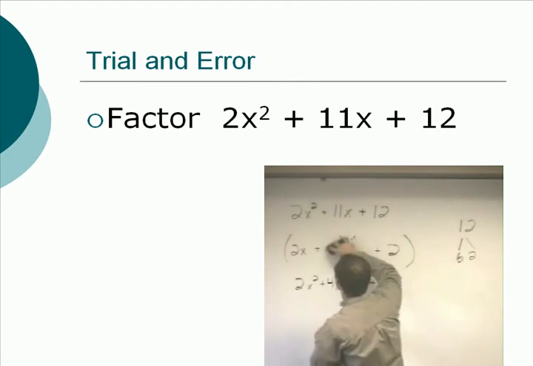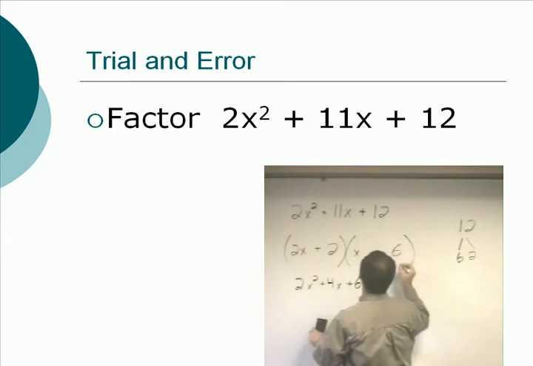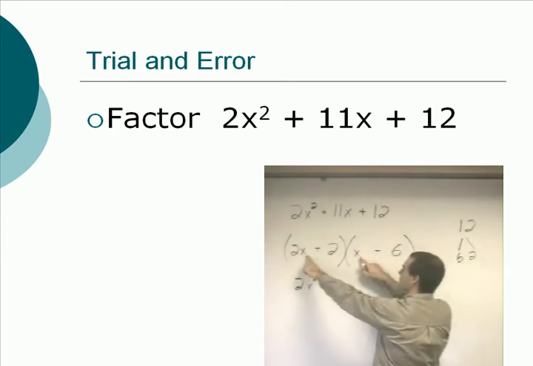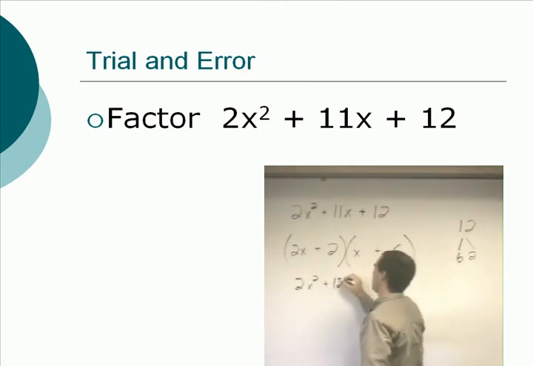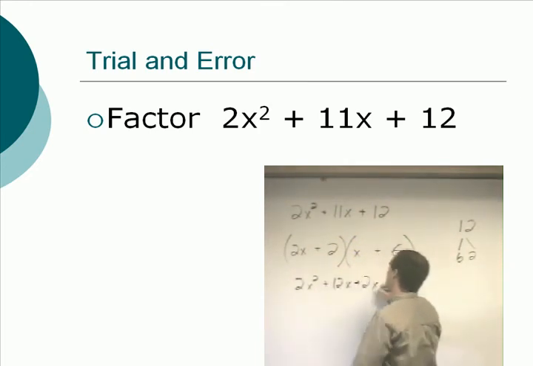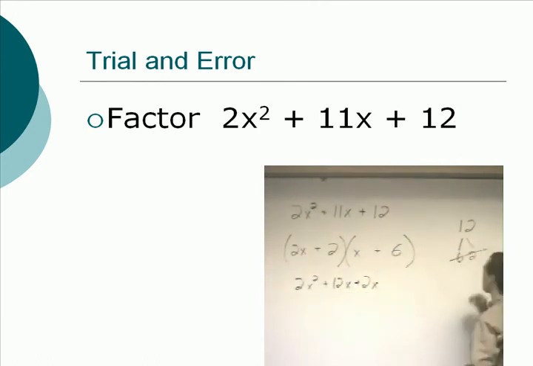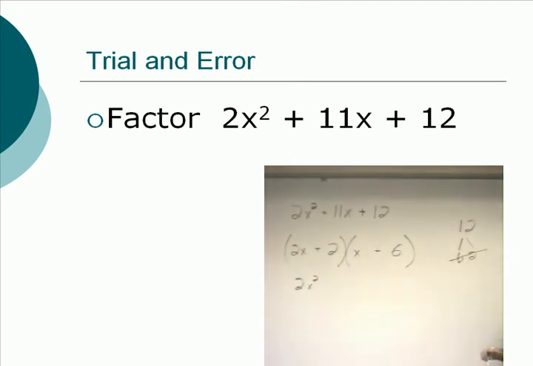Okay, so we could try not 6 and 2, but 2 and 6. Okay, so 2x times that's 2x squared plus 12x plus 2x. Is that combination going to work? No. Okay, so 6 and 2 aren't going to do it. Other suggestions? 3 and 4.